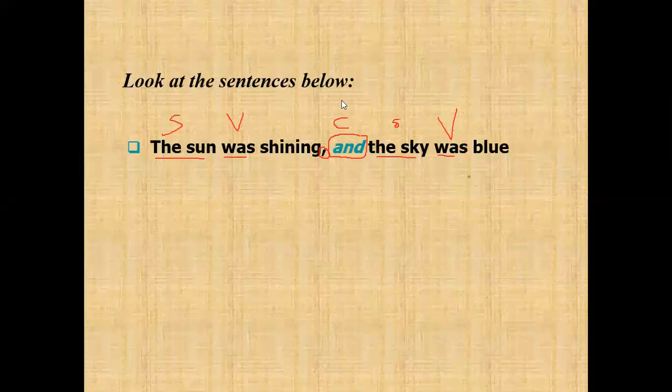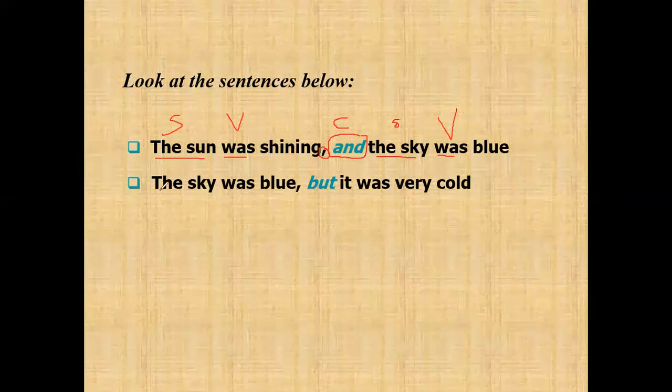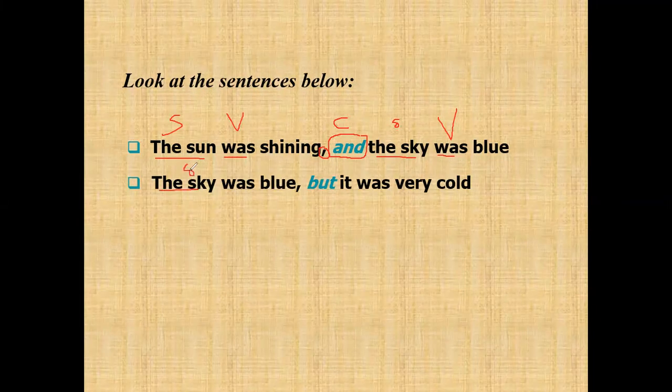Now look at another example. The sky was blue, but it was very cold. The sky is the subject, was is a verb. There's a coordinate connector, but, and remember, before the coordinate connector, there is a comma. After that, the subject is it, and then the verb is was. So the sentence consists of two subjects and two verbs and is connected by the coordinate connector but.